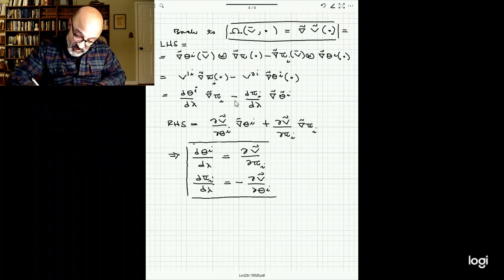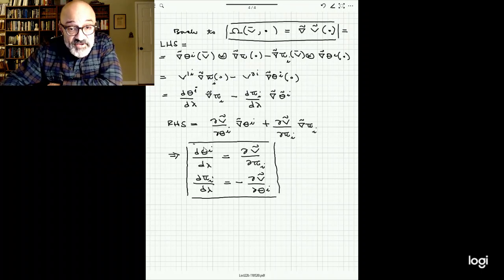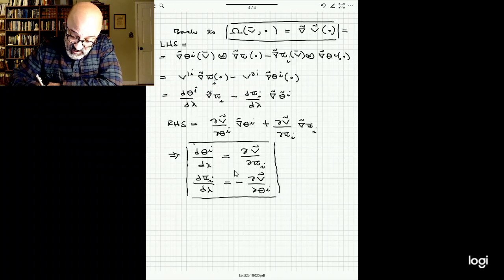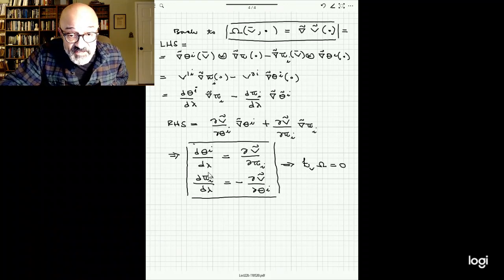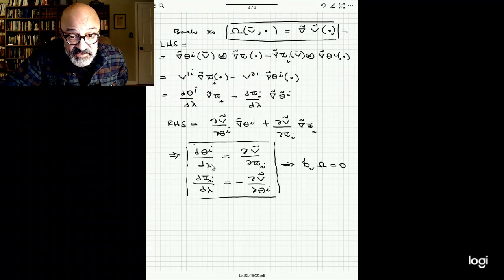These are the equations of the curves in terms of a scalar. You give me a scalar and these equations will reproduce a flow such that the symplectic form is preserved along the flow. You can't help but notice that these are exactly the equations that you expect in Hamilton's equations.